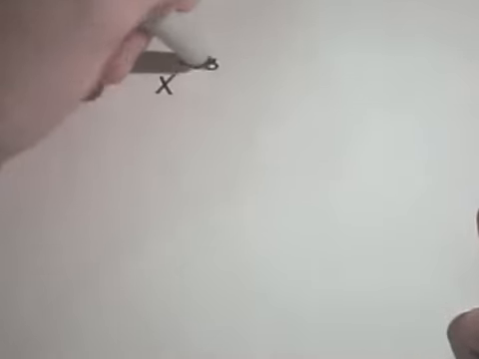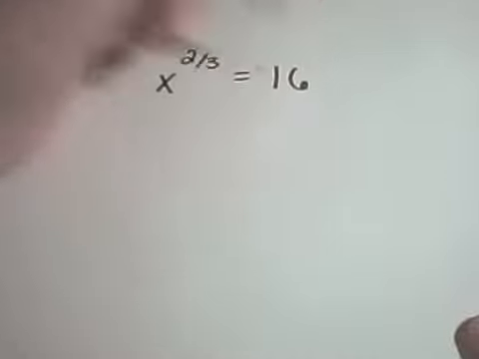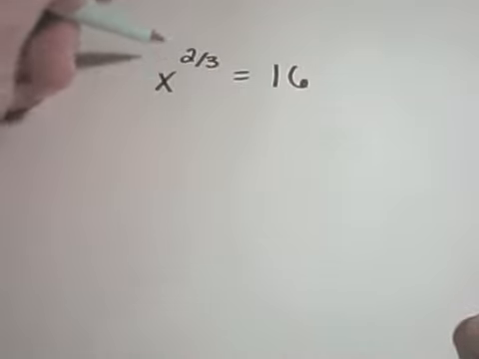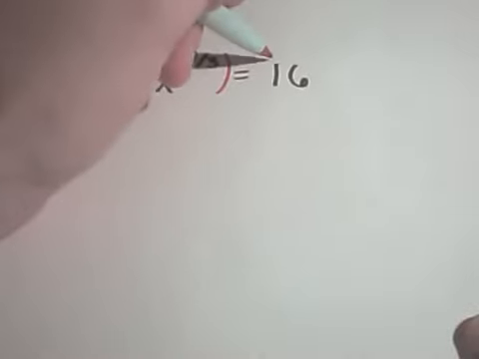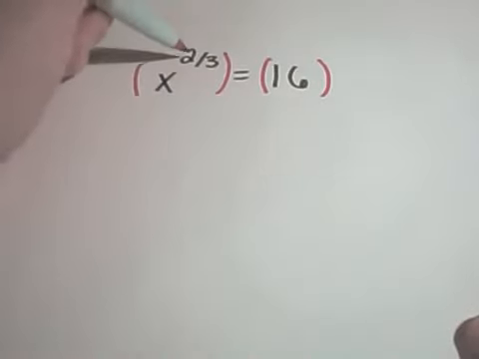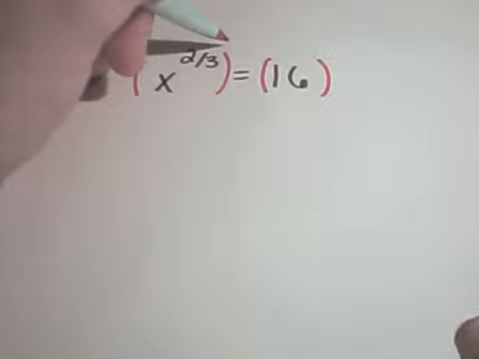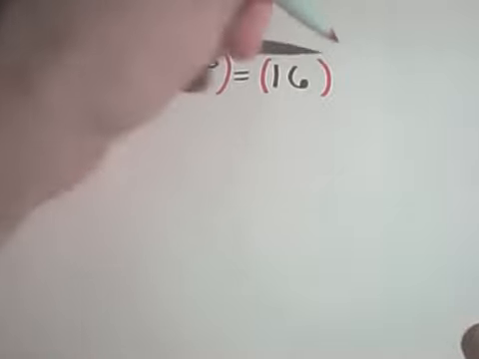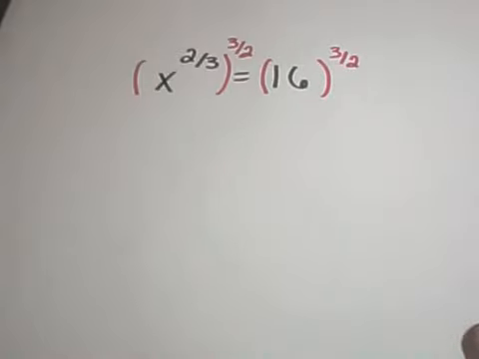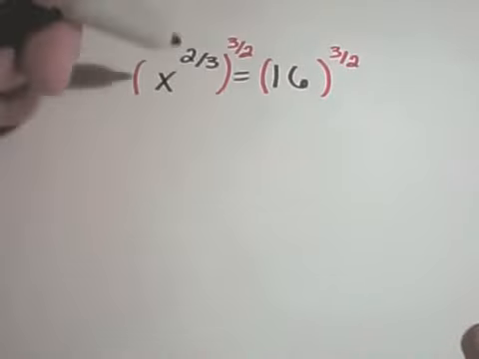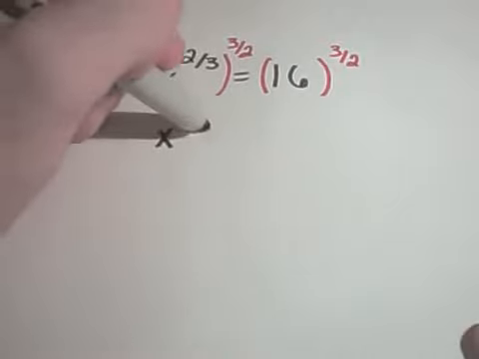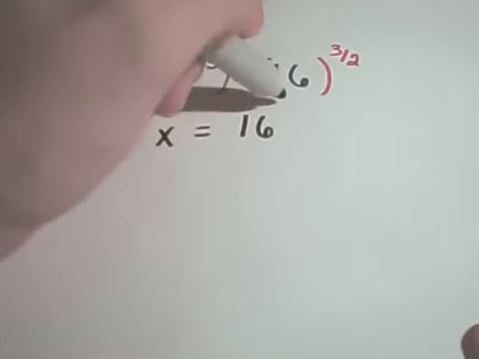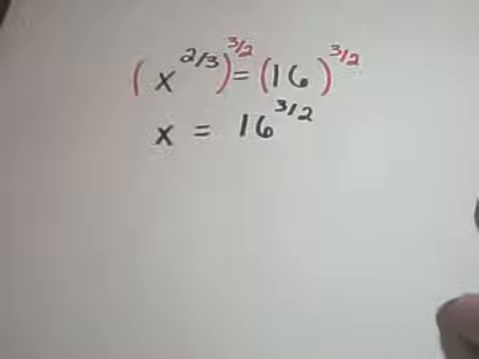Suppose instead we have x to the 2/3 equals 16. Well, again, I want to get something so that I have x to the first power, so I'm going to use the same idea as before. Well, 2/3 times what is 1? Well, I believe 2/3 times 3/2 is going to give us 1. So on the left, I'm simply going to have x to the first power, and now I have to evaluate 16 to the 3/2 power.